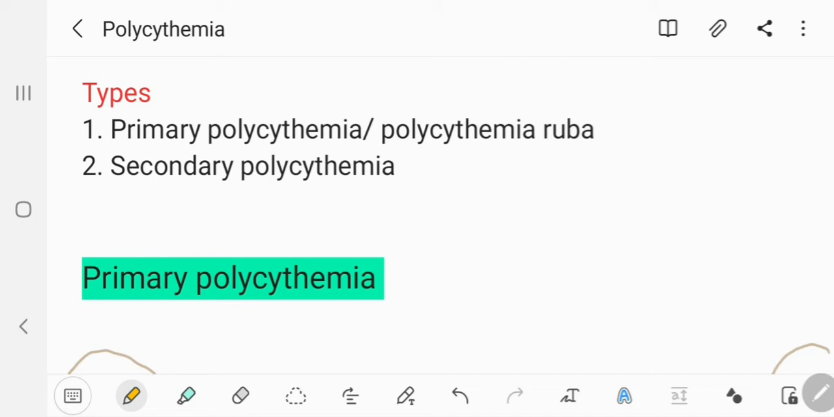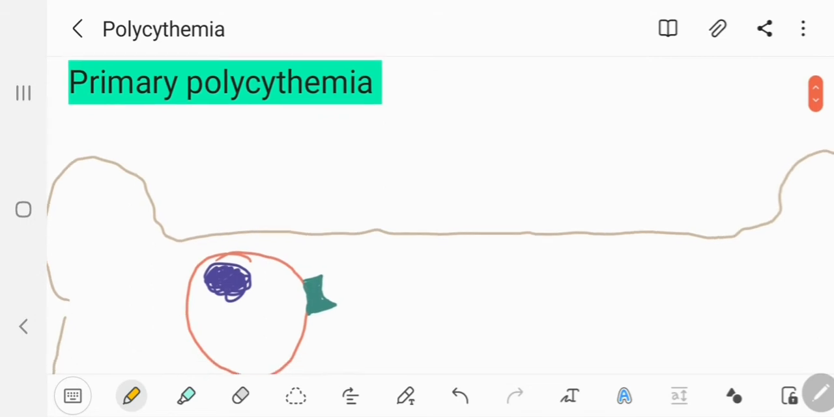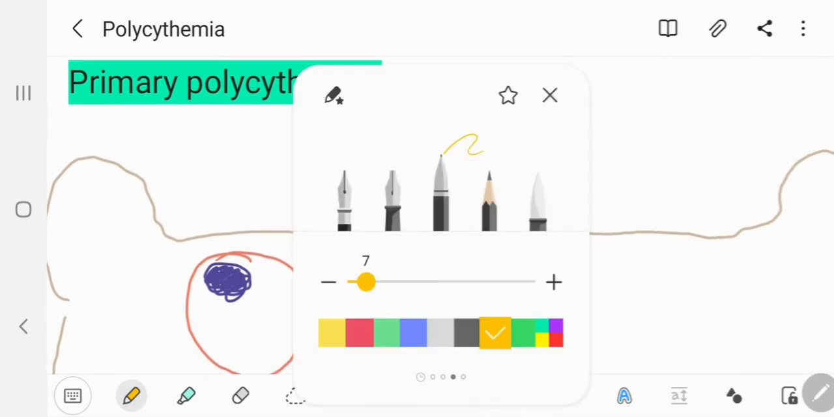Polycythemia is basically an increased number of RBCs, and it is of two types. One is primary polycythemia, also known as polycythemia rubra vera, and the other one is secondary polycythemia. First of all, what is primary polycythemia?